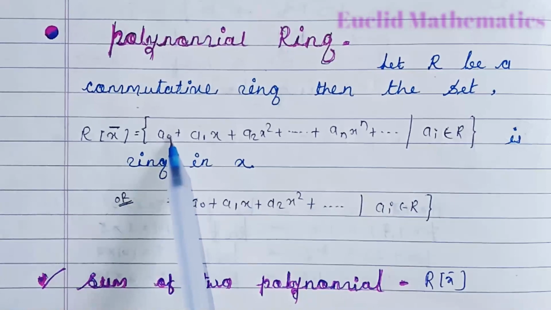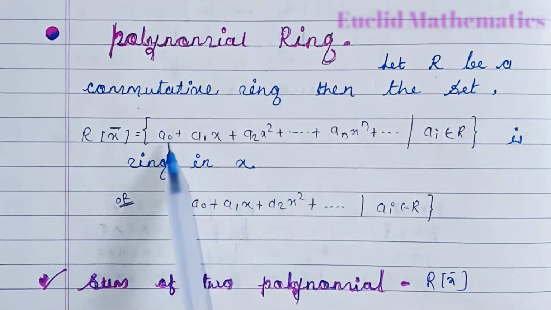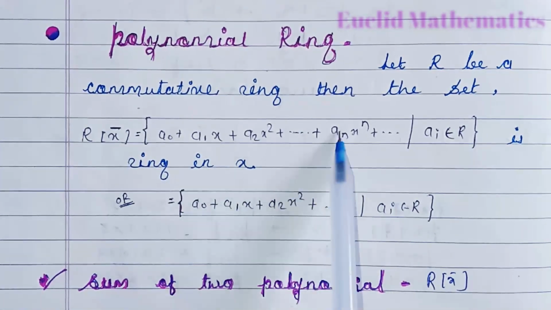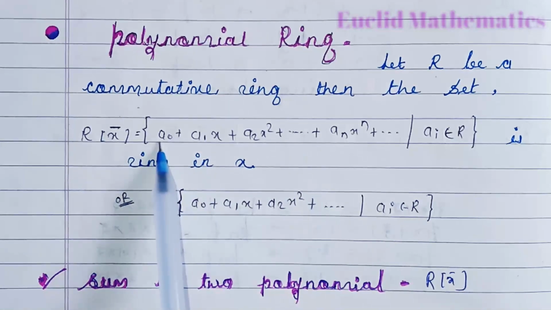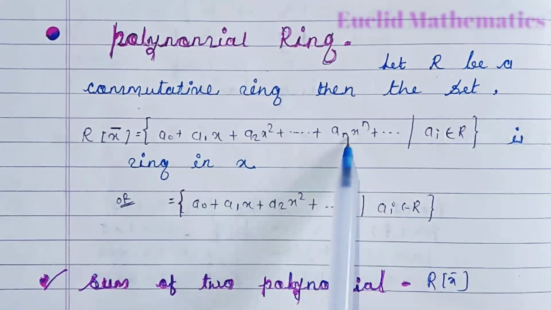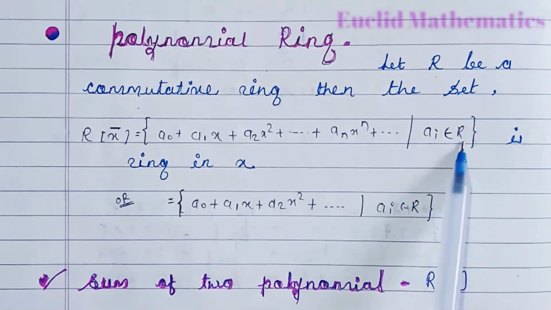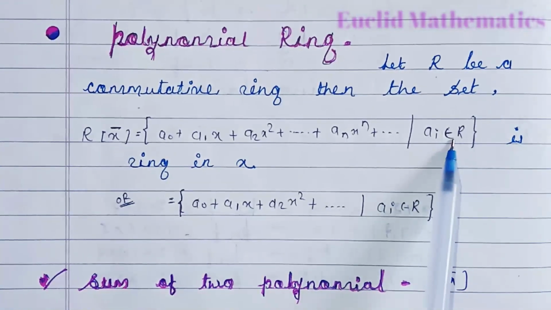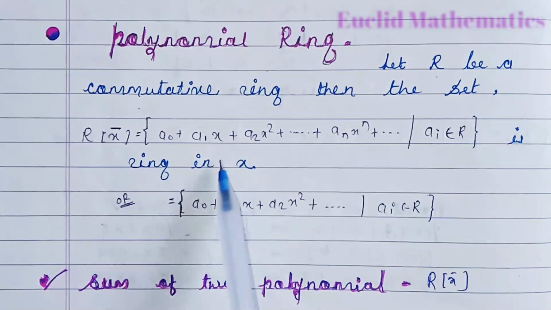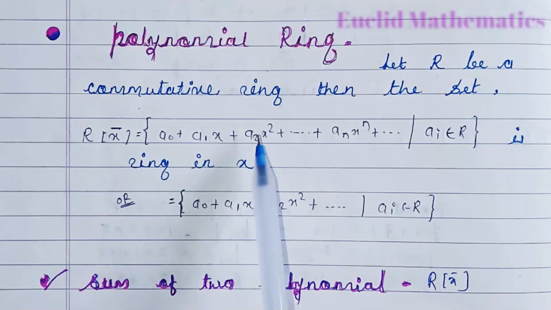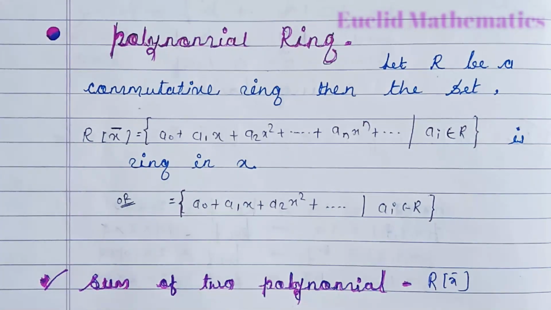Okay, and a polynomial, we know, is like this: a0 plus a1x plus a2x squared plus up to anx raised to n, where all of a0, a1, a2, up to an are from R. Okay, so all ai belong to R. That is the ring R[x], which is a ring with respect to the variable x.